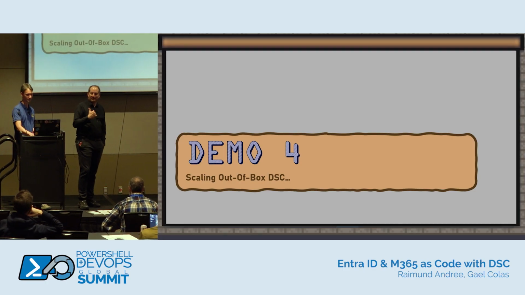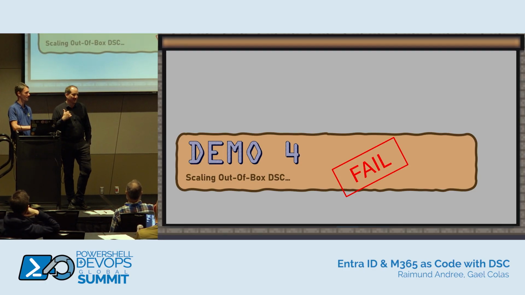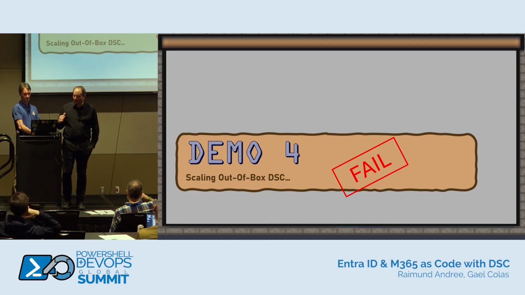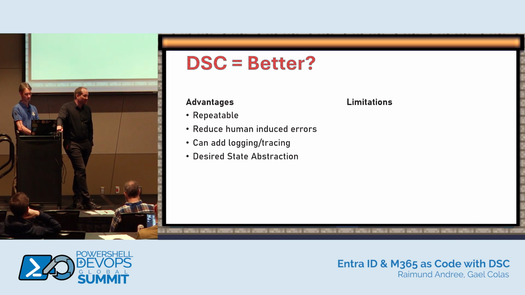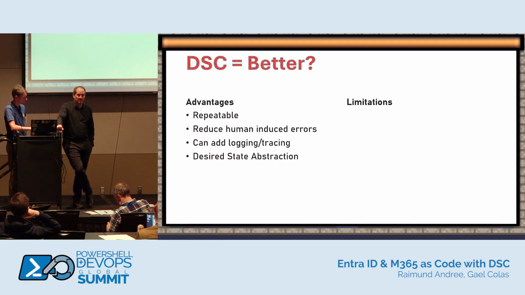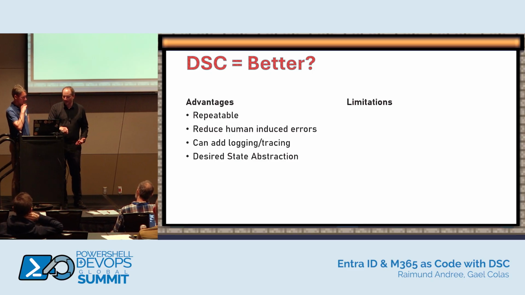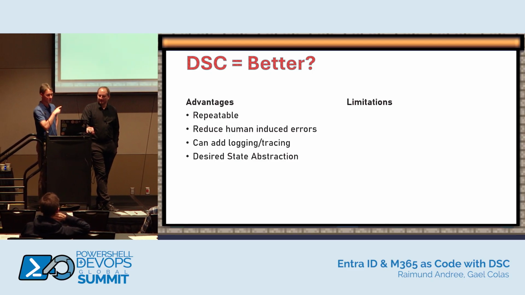Well, we tried to scale out, but that's a fail, right? Scaling out the out-of-box DSC is probably not really practical. So is DSC better? Well, yes, it's better than just using imperative PowerShell scripts. There's definitely advantages. So it's still repeatable. You can reduce the human-induced errors because they don't have to rerun the thing.